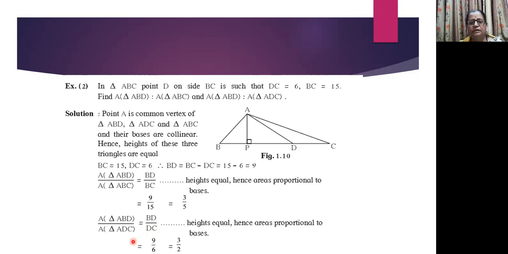In another ratio, this is area of triangle ABD to area of triangle ADC. Here we will take the value of BD, that is 9, and for triangle ADC, DC's value is 6. Dividing, it gets 3 by 2. Height is equal, hence the area proportion is to the base.